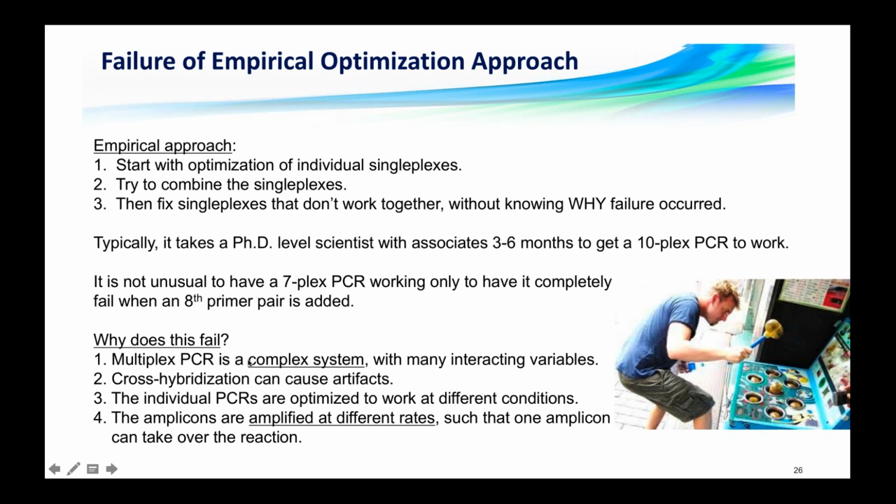And the problem with this is multiplex PCR is not a linear system, it's a complex system with many interacting variables. Cross hybridization causes artifacts. Individual PCRs are optimized to work at different conditions, not under the one universal condition needed for the multiplex. And furthermore, amplicons are amplified at different rates because of the folding that I mentioned at the beginning of the talk.